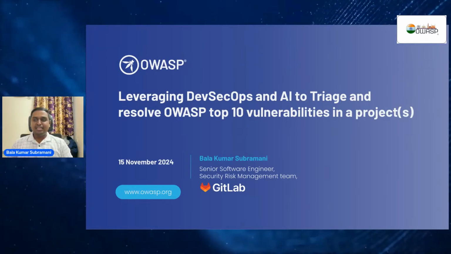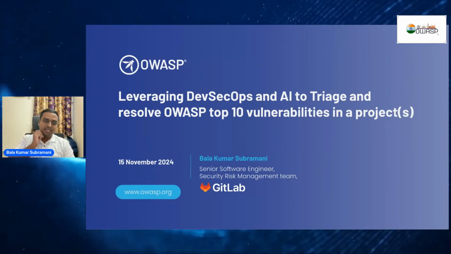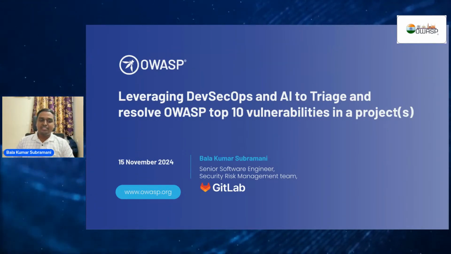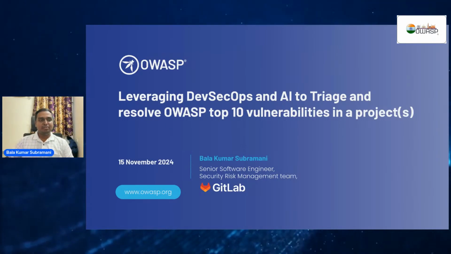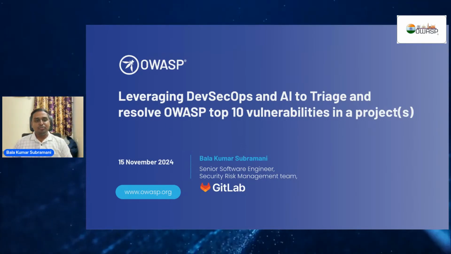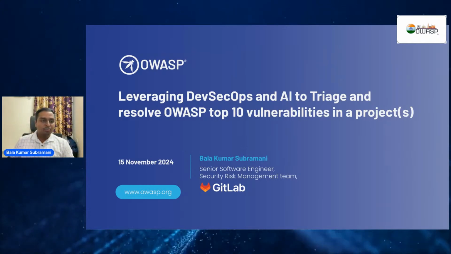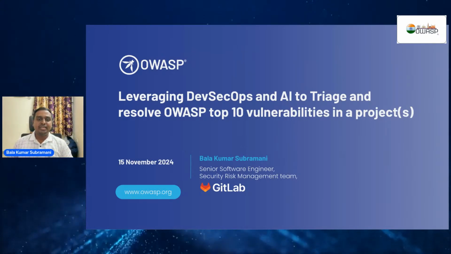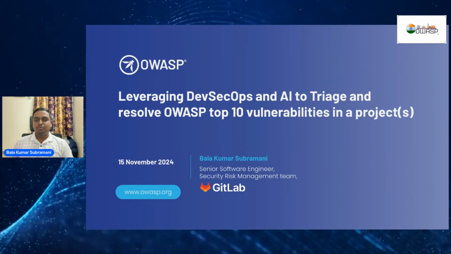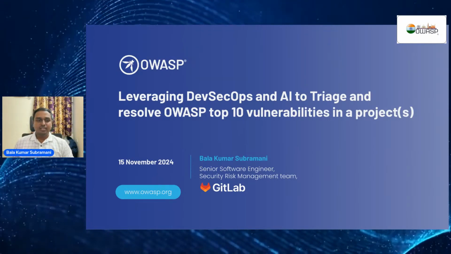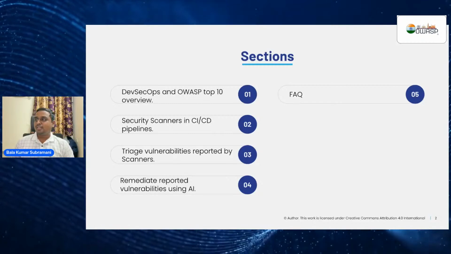So myself is Bala Kumar Subramani. I'm a senior software engineer at the security risk management team working at GitLab. Today, I'm going to speak on the topic leveraging DevSecOps and AI to triage and resolve OWASP top 10 vulnerabilities in the projects. All right, let's move on.